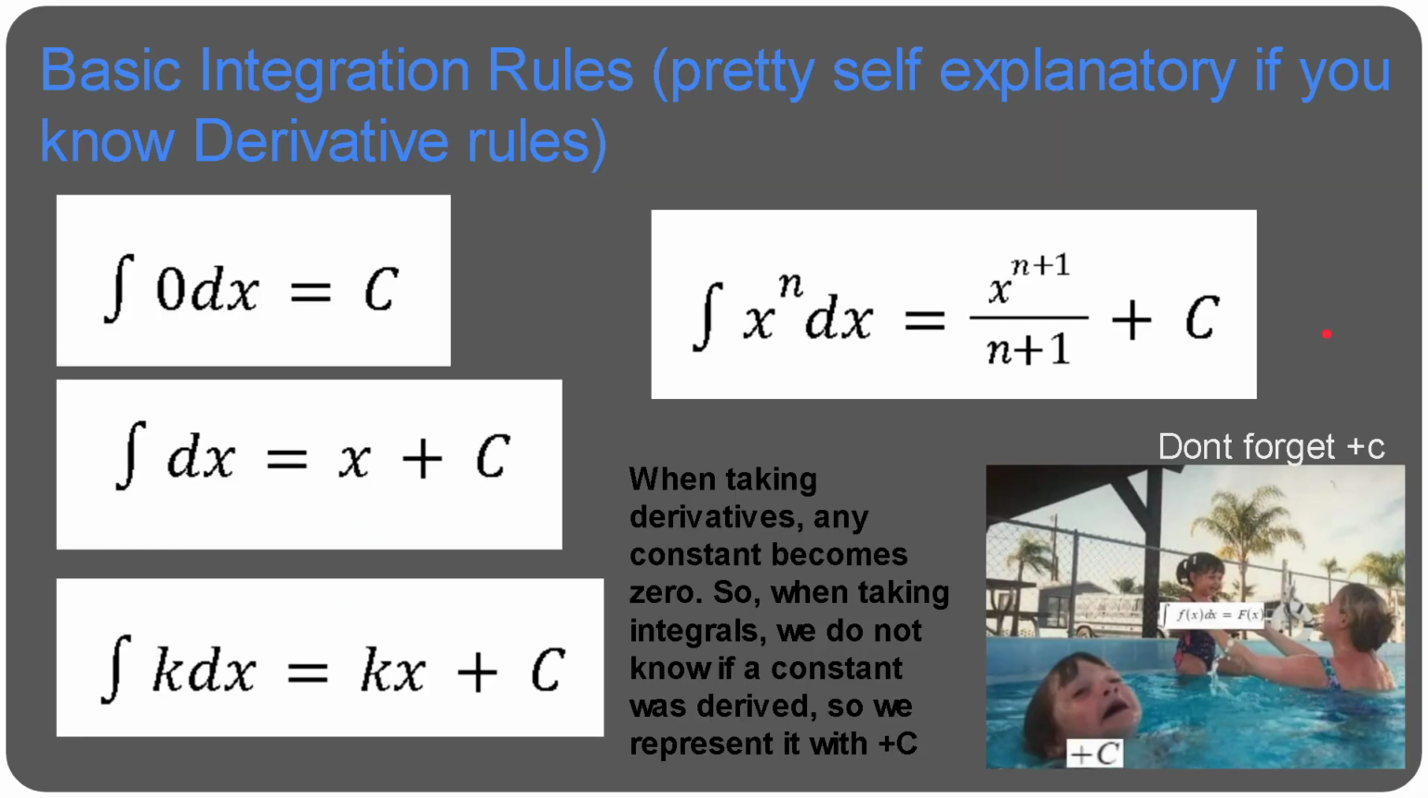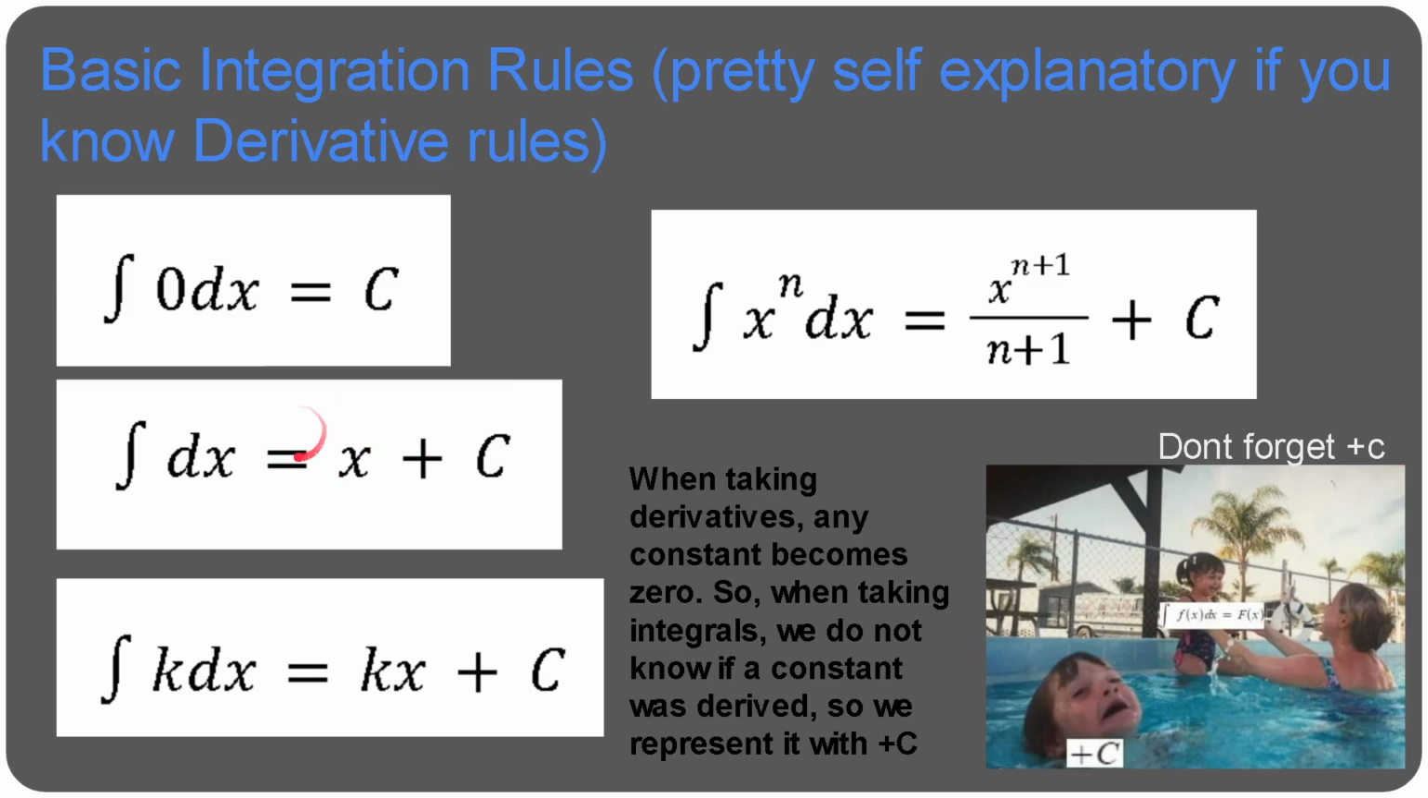Alrighty, so to end out this video, let's talk about basic integration rules. If you have the integral of 0 dx, it's equal to a constant c. Because if you were to think about taking the derivative of any constant, if you were to take the derivative of c, you would just have 0. So the integral of it would obviously just be a constant. If you were to have the integral of 1, you would have x plus c.